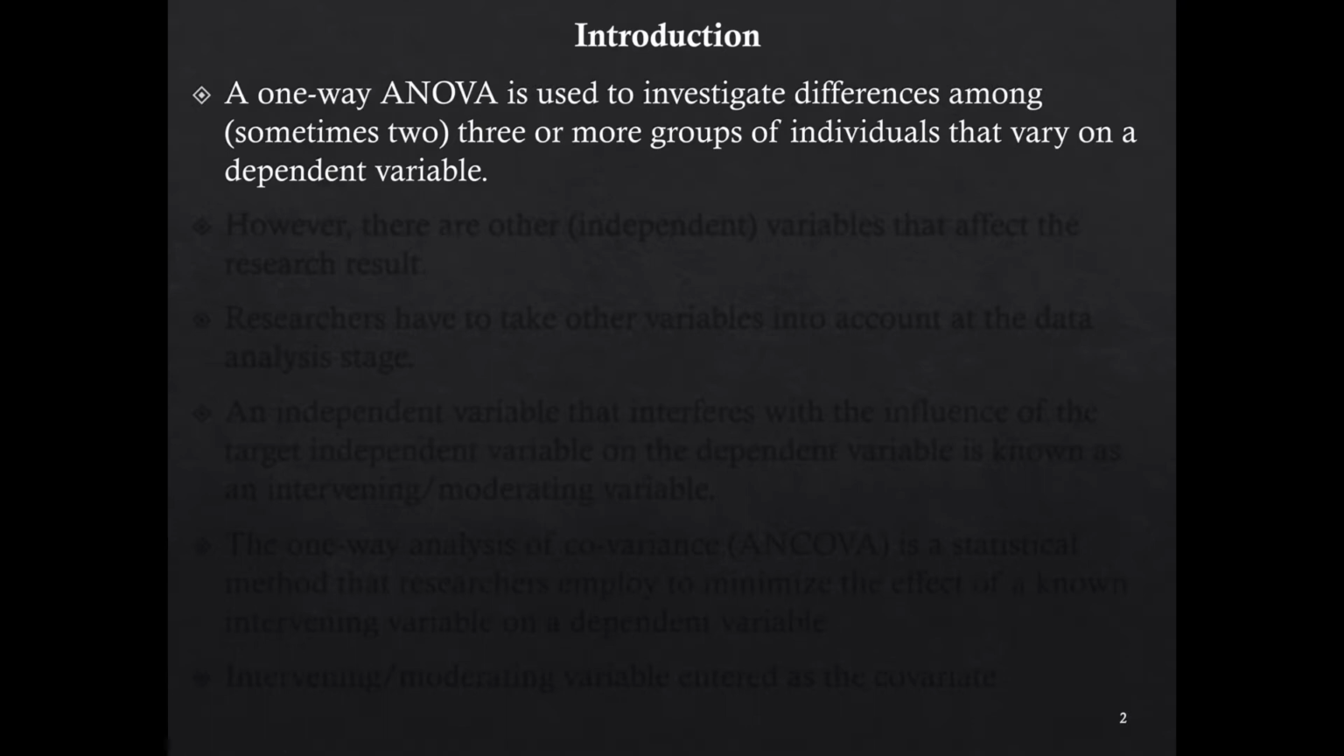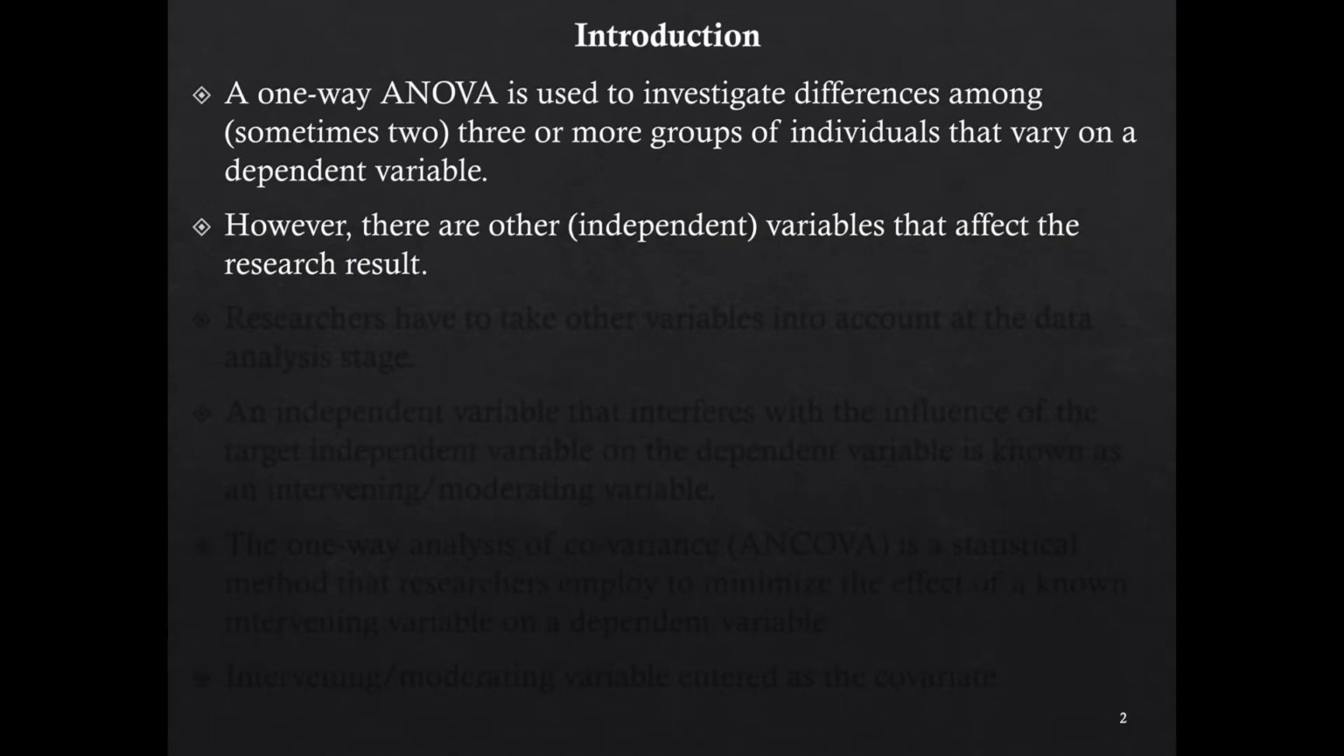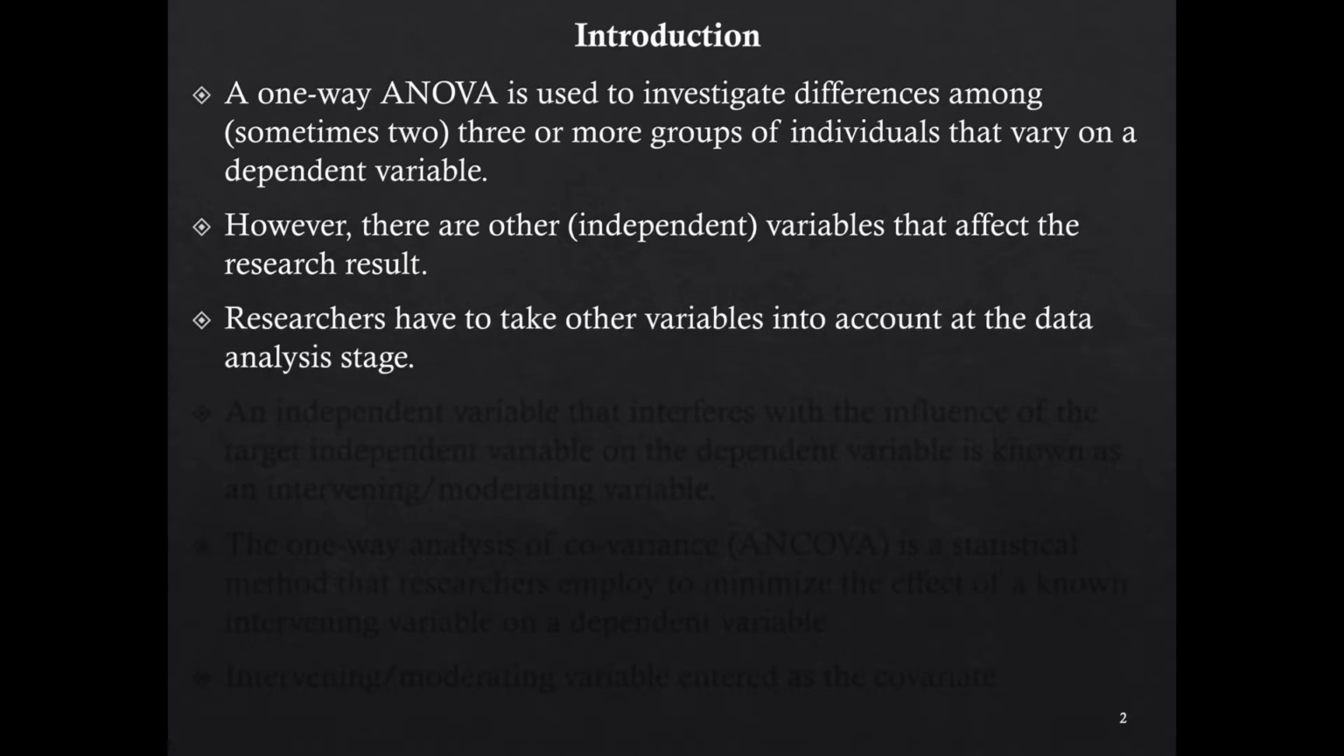In a video before, you learned about one-way ANOVAs. A one-way ANOVA is used to investigate differences among sometimes two, three, or more groups of individuals that vary on a dependent variable. However, there are other independent variables that affect the research result. Researchers have to take other variables into account at the data analysis stage.